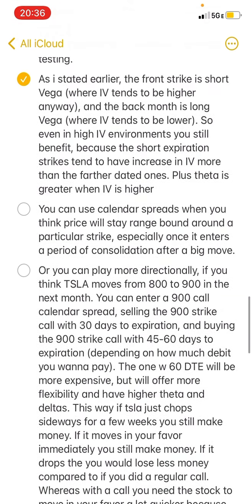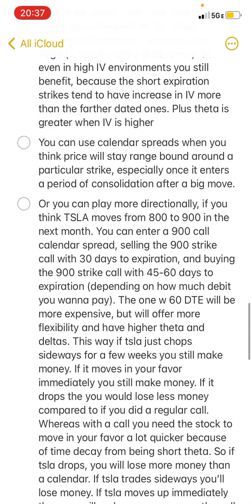That's why I say they're technically not really, it's not that simple. You can't just say they're long vega and you should only do them in low IV environments. It's not really true. Just my opinion.